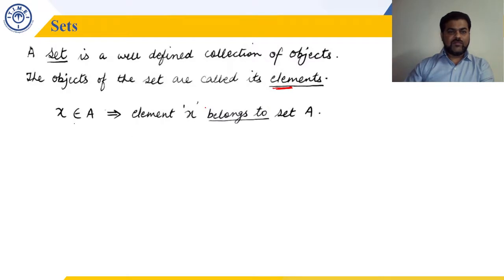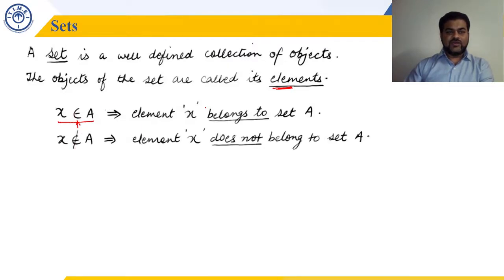Now we have to remember a few symbols which we use to denote a few things. For example, when we say X belongs to A, this symbol represents belongs to. X is the element of the set A, and this symbol represents that X belongs to set A. Similarly, if we write this symbol with a cross, then this will imply that the element X does not belong to the set A. Are you clear with the notations?